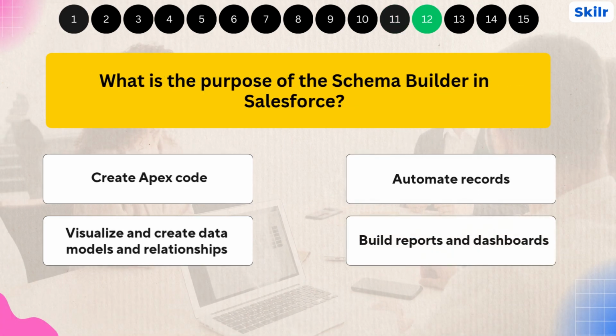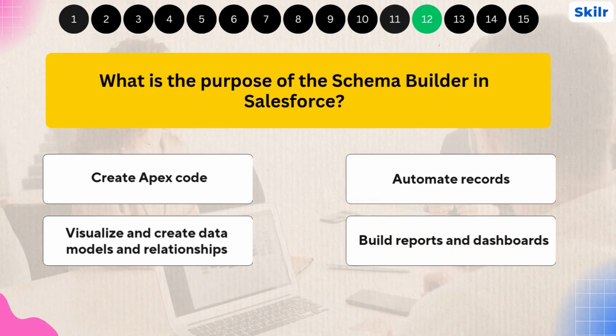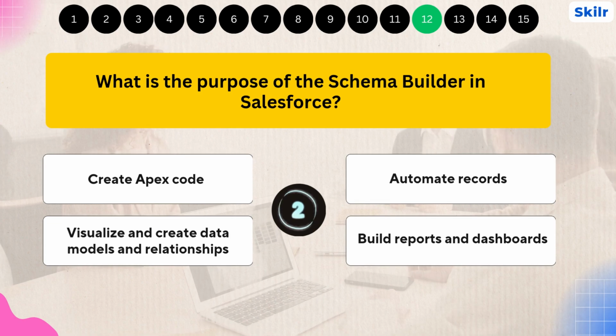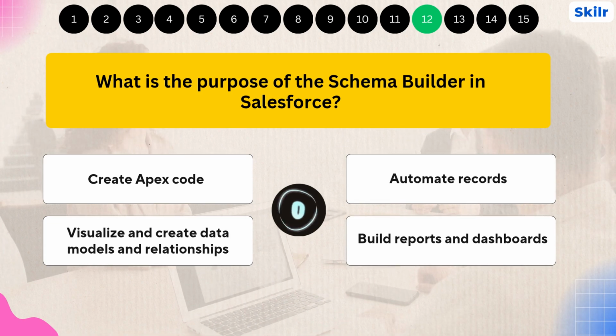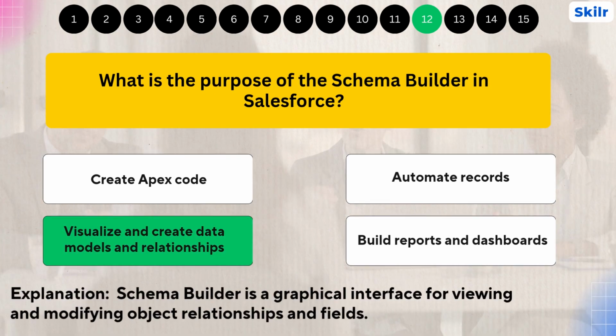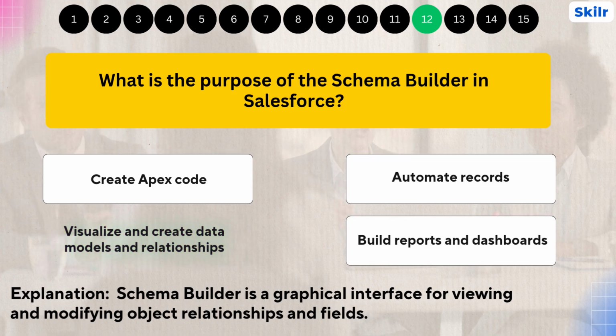Question 12. What is the purpose of the Schema Builder in Salesforce? The correct answer is visualize and create data models and relationships. As Schema Builder is a graphical interface for viewing and modifying object relationships and fields.